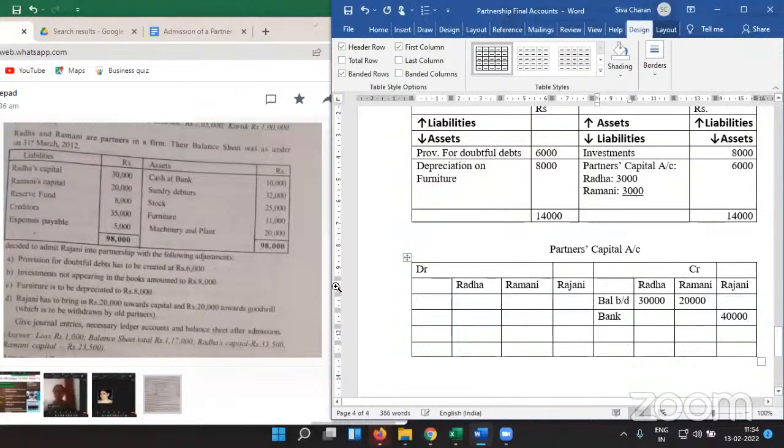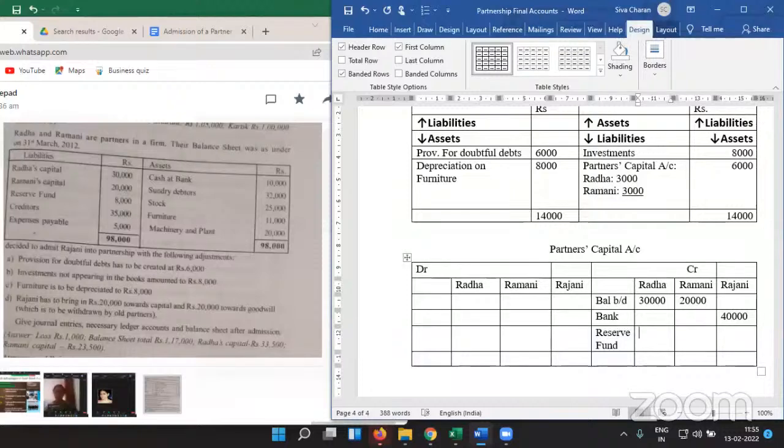Right. Next, whatever comes from the question balance sheet, we are supposed to take it. The next one is reserve fund. Look at the question balance sheet, reserve fund, which is an accumulated profit to be distributed to the old partners. So reserve fund, Radha and Ramani equally because no profit sharing ratio is given to us. Only Radha and Ramani. The next one is from additional information, Rajani, we took a bank 40,000.